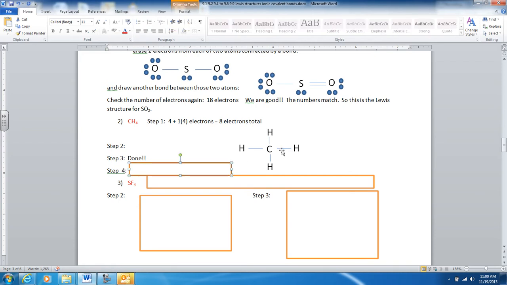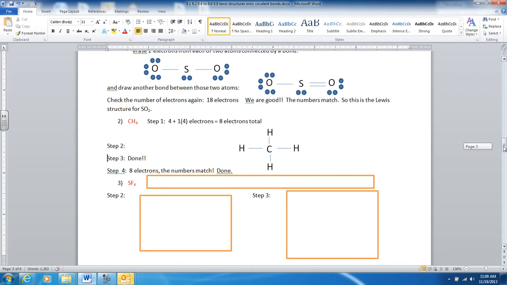All right, step 4, add up the electrons, 2, 4, 6, 8, and it matches what we're supposed to have, so we're good. All right, SF4. And if you want to pause and do these all on your own, that is perfectly fine.